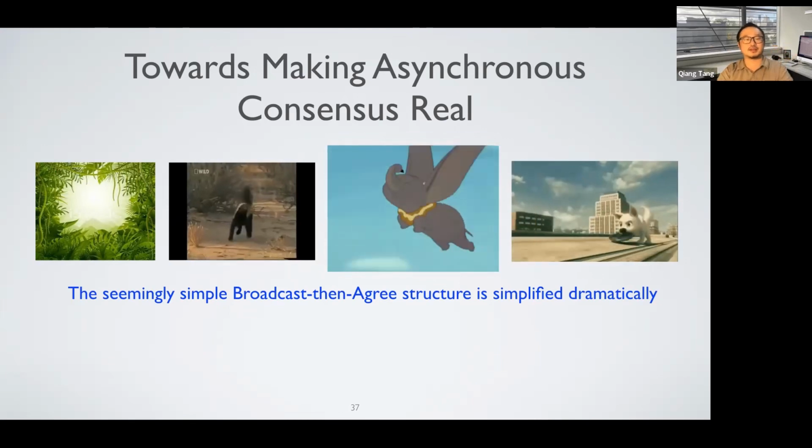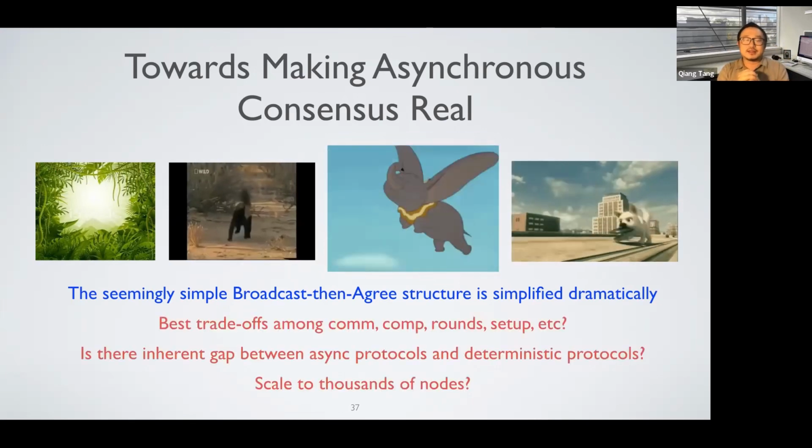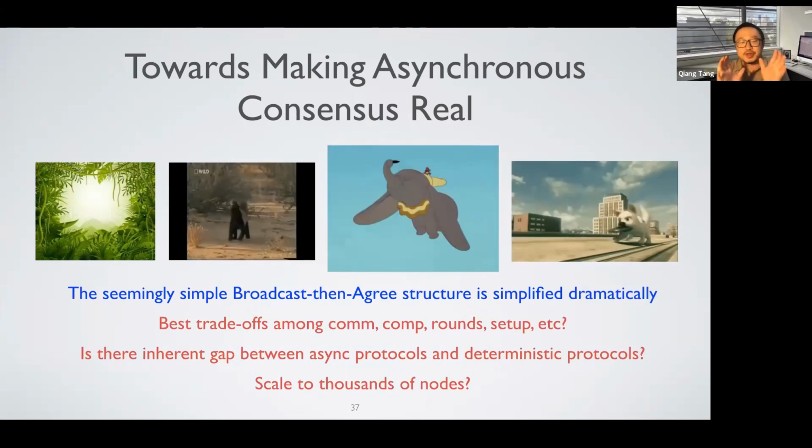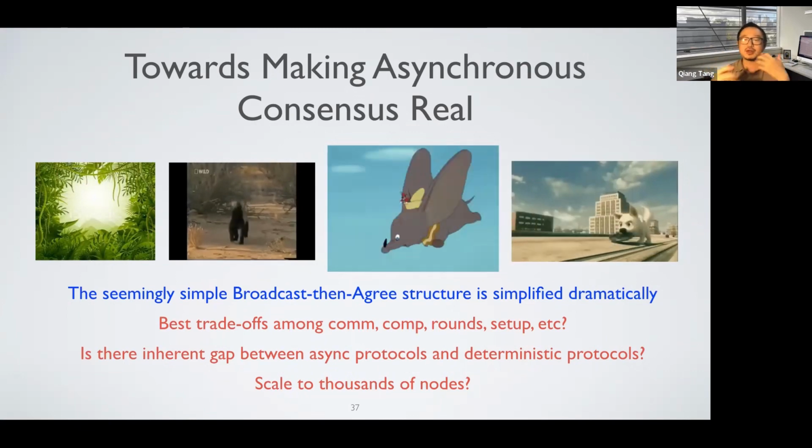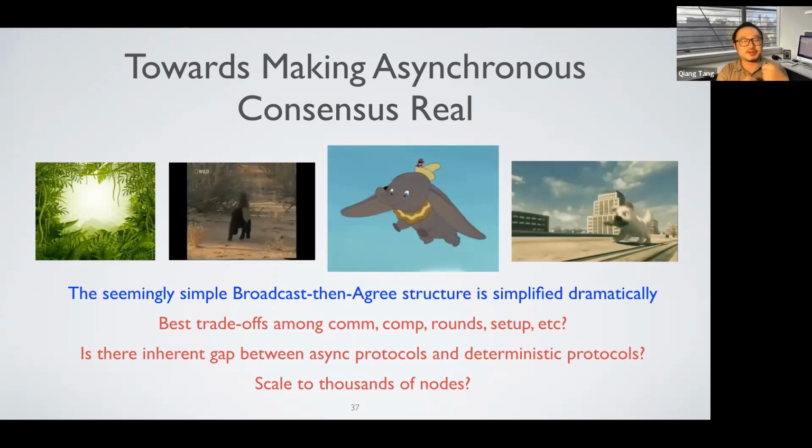So there are many subtleties actually involved. And since we are now really pushed to the edge, there are still many questions, but we really want to push to the edge. So we need to consider all kinds of best trade-offs among different complexities, like communication, computation, rounds, etc. Well, there are also some remaining interesting theoretical questions.